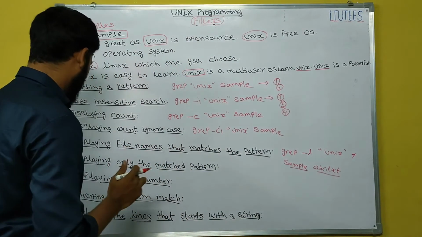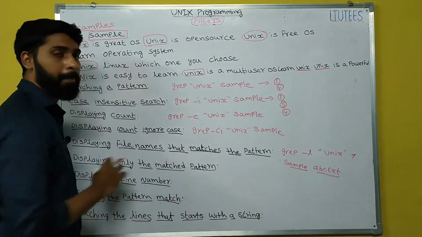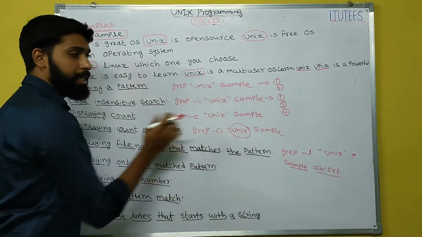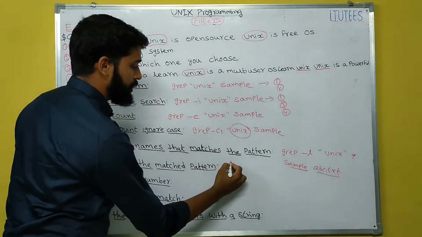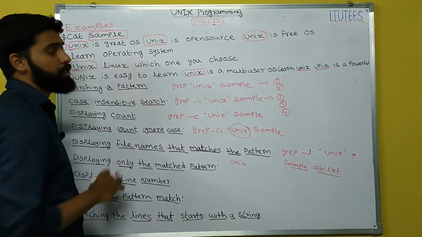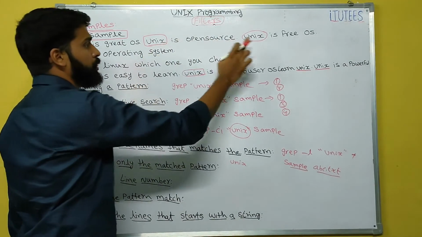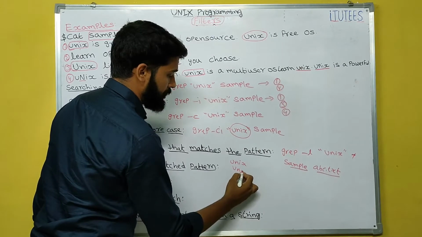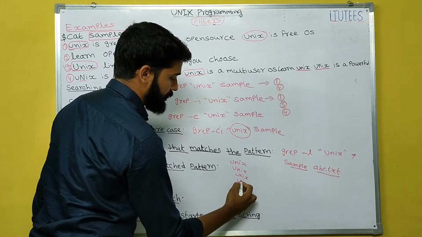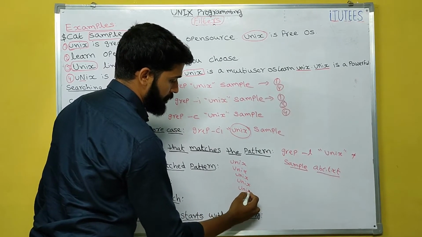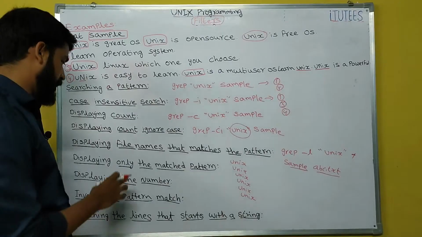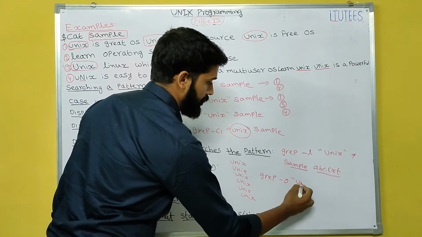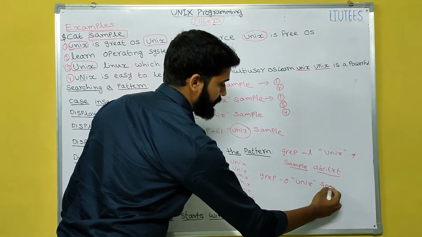Okay. So displaying only the matched pattern. What is the pattern here? The pattern is Unix. Now if it is matched with any pattern, then it prints Unix. So how many patterns matched here? 1, 2, 3, 4, 5, 6. 6 Unix will be displayed like this. So how can we write that? grep -o Unix and the file name is sample.